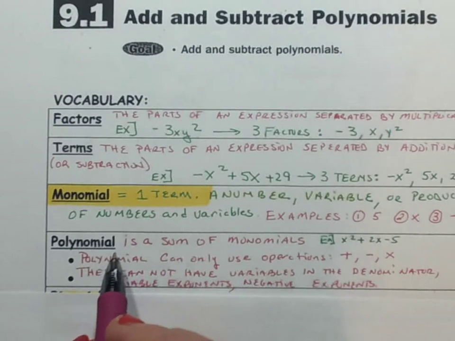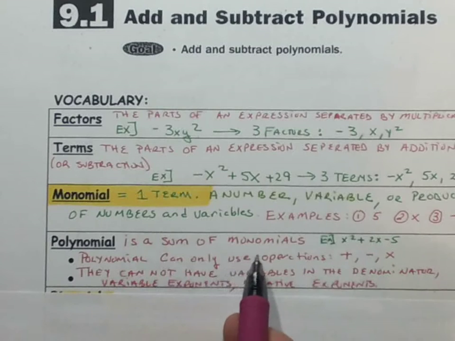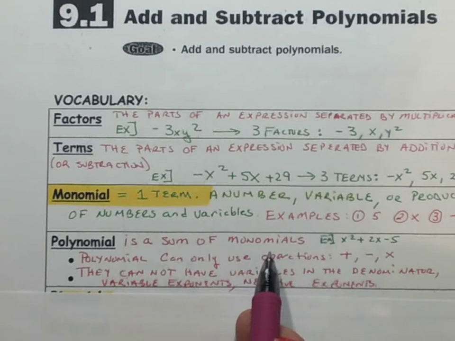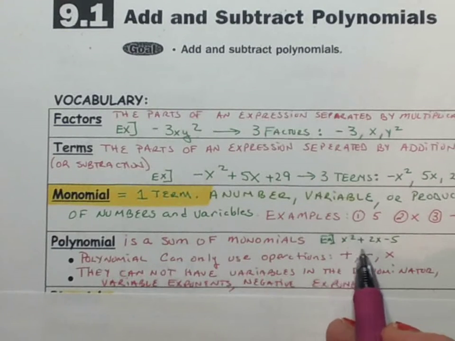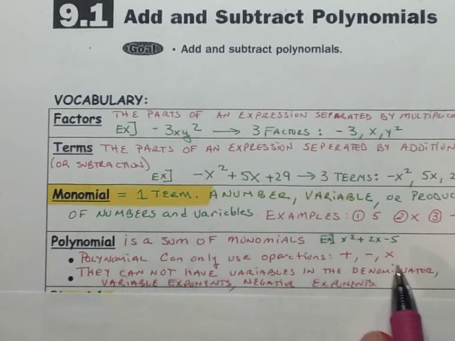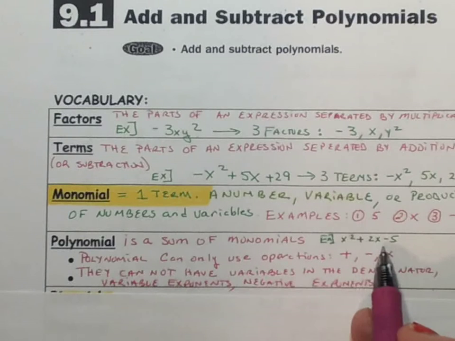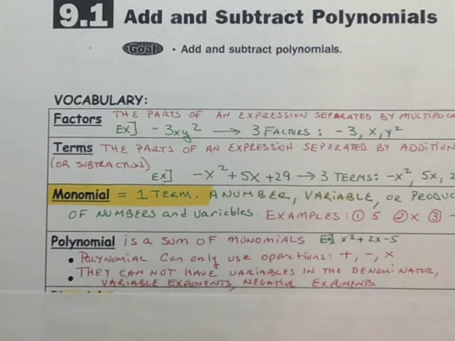A polynomial, poly means many, is a sum of monomials. So this right here is called a polynomial. And a polynomial is just like an expression typically. There are some rules. So we have this polynomial. It's got three terms.